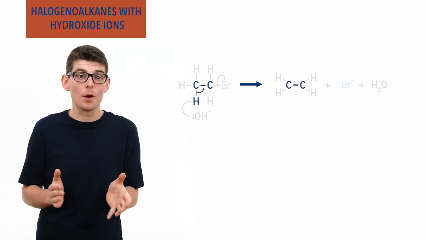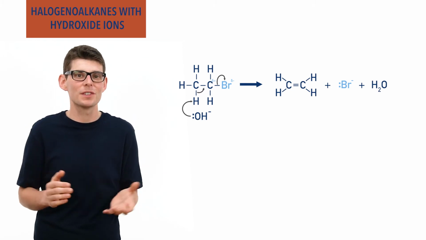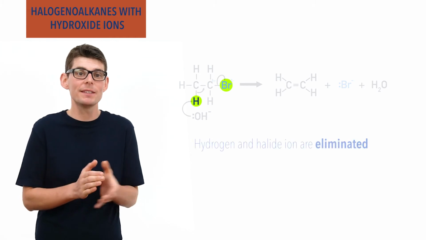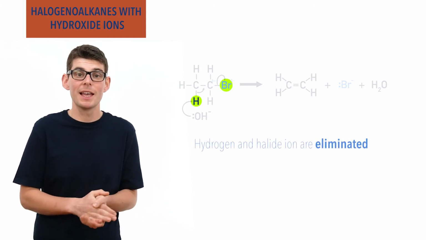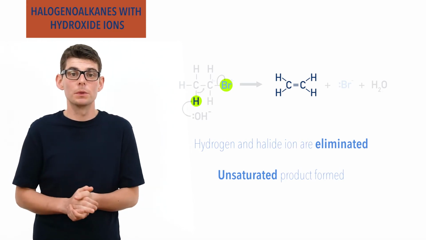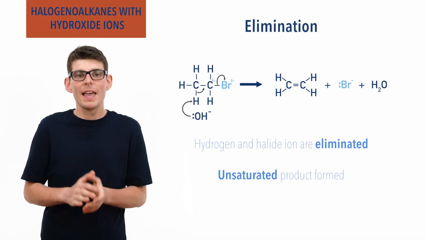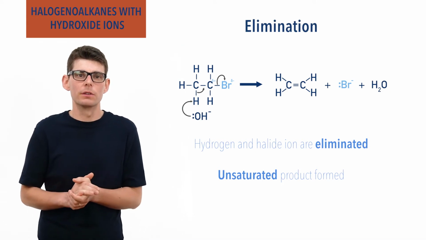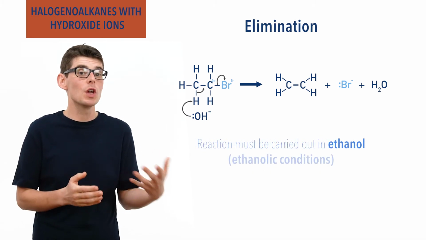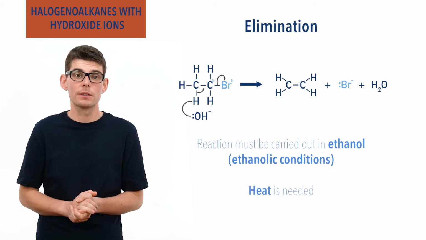All these bonds get broken and formed pretty much at the same time, making it a very busy one-step mechanism. A hydrogen and halide have been eliminated and removed from the halogenoalkane, and an unsaturated compound, in this case an alkene, gets formed, making this an elimination reaction. In order to force the hydroxide ion to act as a base, the reaction must be carried out in ethanolic conditions, and heat is needed to start the reaction process.